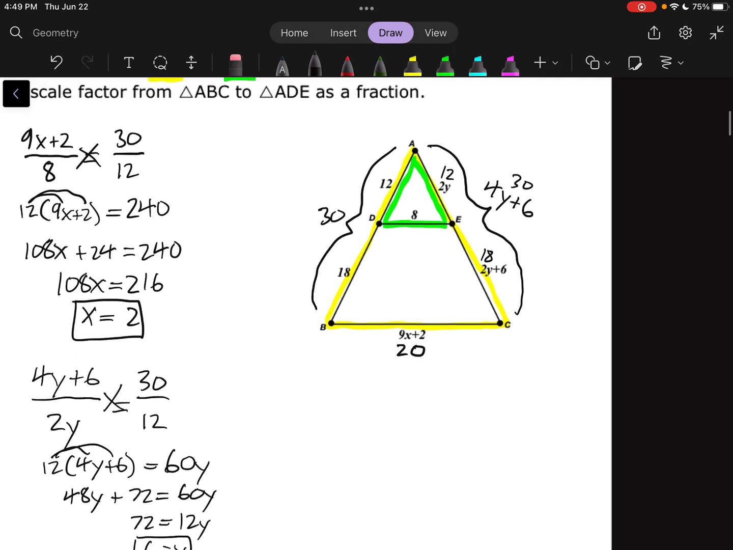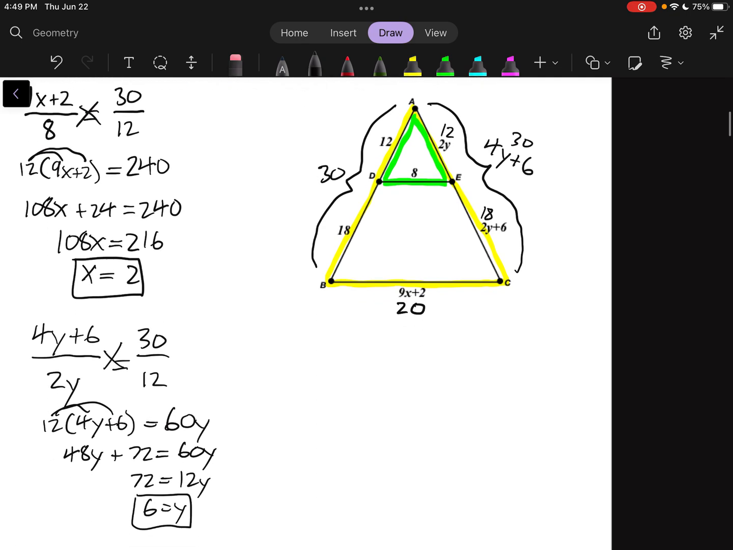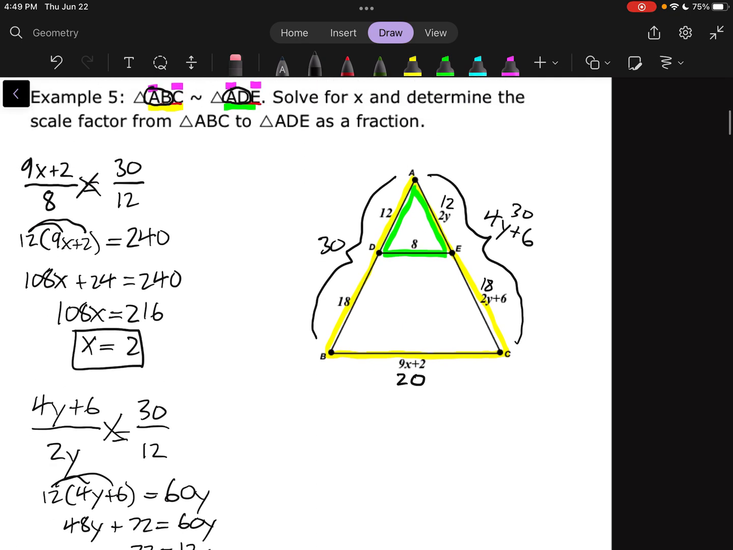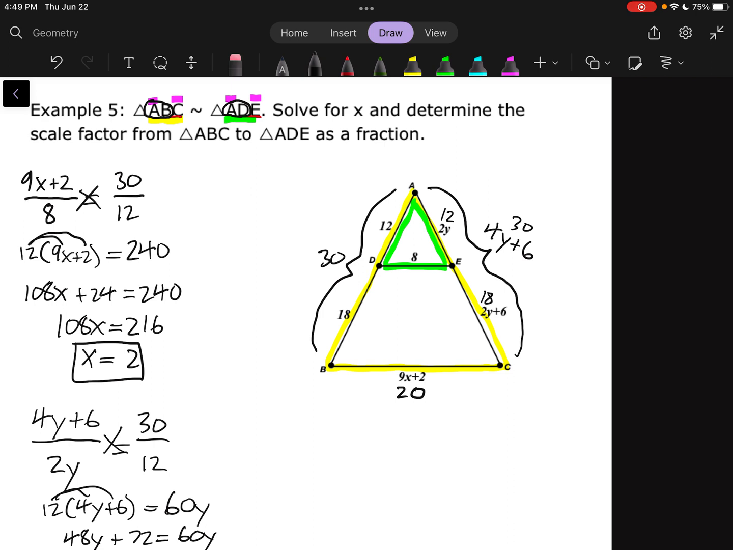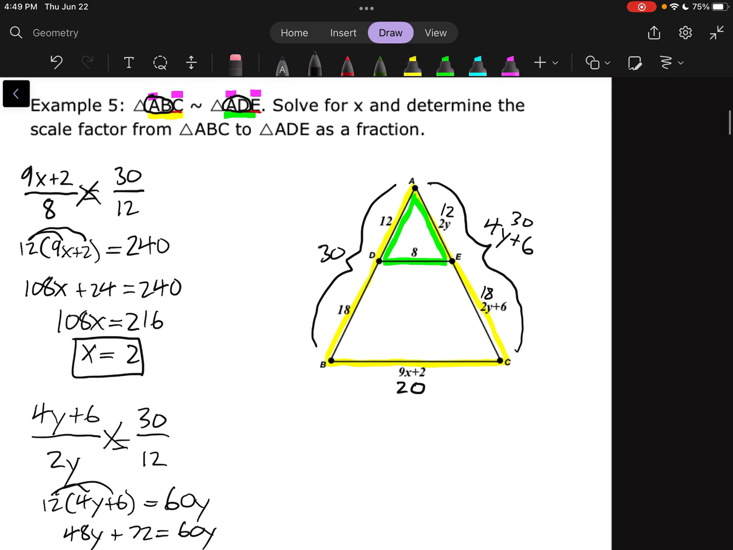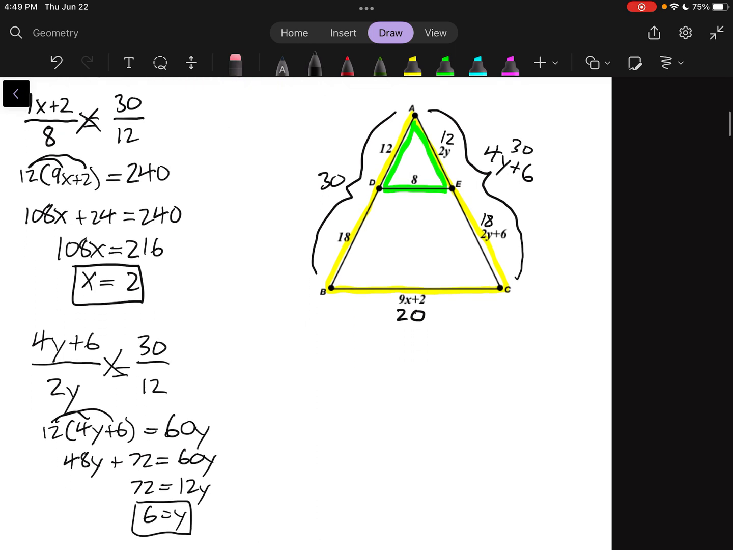So now the last part here was solve for the scale factor. Now, scale factor it says from ABC to ADE. So that means that we're getting smaller, right? ABC is the big one. So let's do big over small for all three sides here. We got one side that's 30 over 12. If we simplify that down, that is both divisible by 6. So that's 5 over 2.